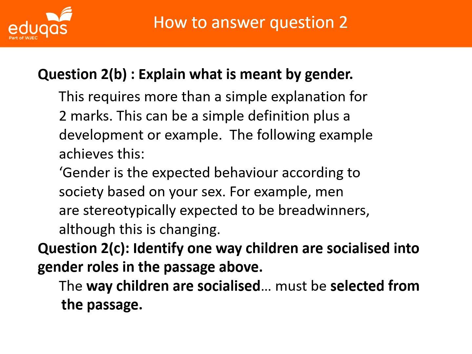Let's look at question 2B. The 2 marks here are for AO2. In the example given is a simple explanation followed by an appropriate example. The 2 marks could also be awarded for a simple explanation followed by a development. In question 2C, if the answer is not related to the passage or selected from the passage, no marks will be awarded.